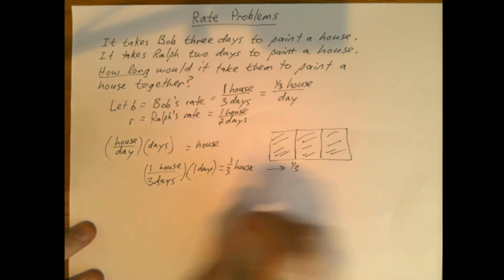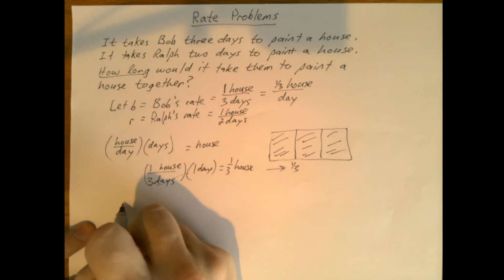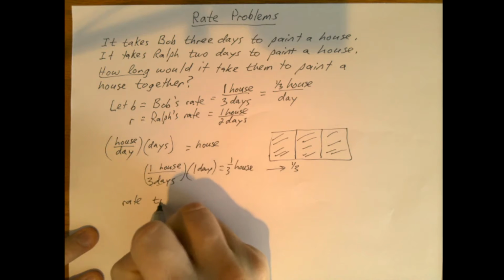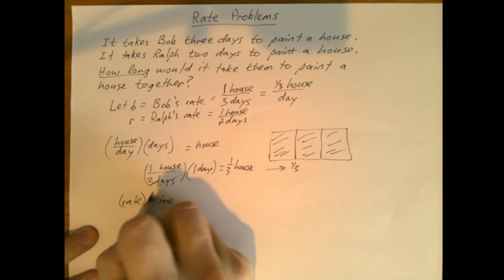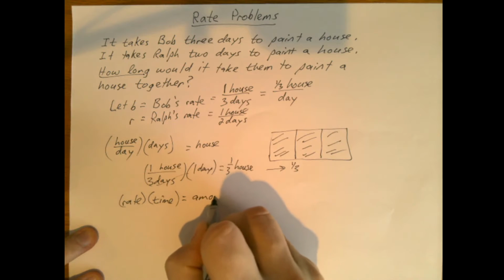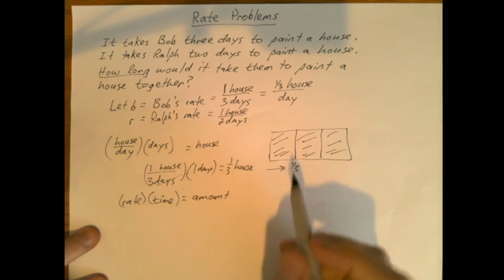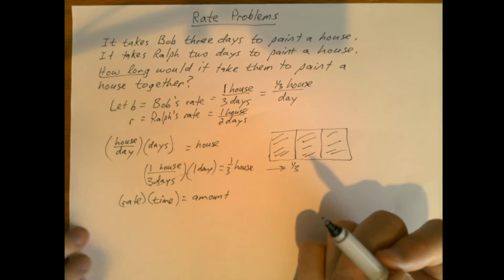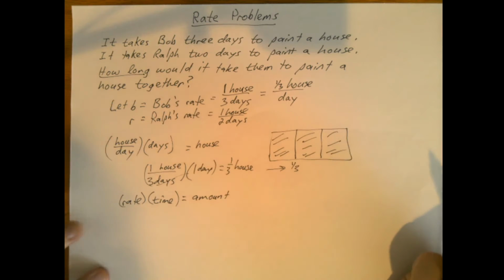Okay? So really we have three things here. We have the rate, we have the time, and we have the amount. And in other types of problems, amount would be different things. This is measured in houses completed, okay, or painted. So here's the basic idea.